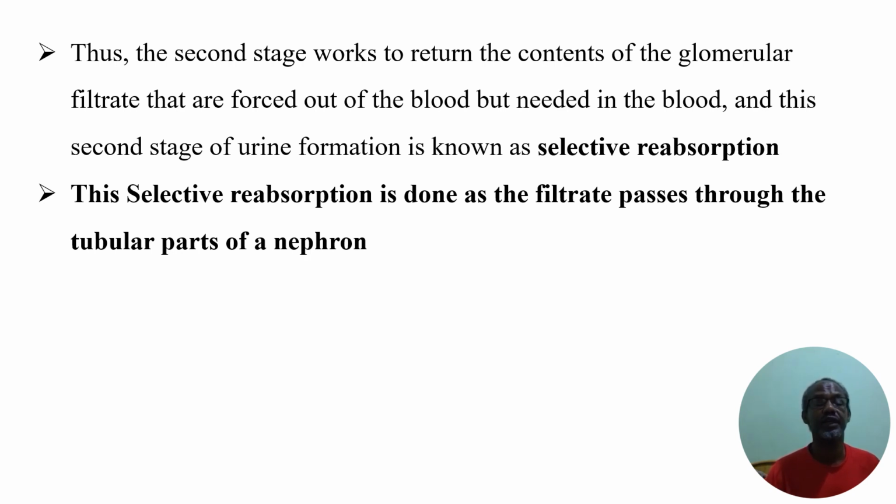You see, therefore, the second stage is selective reabsorption. This selective reabsorption is done as the filtrate, which filtrate? The GF, glomerular filtrate, passes through the tubular part of the nephron, as I have told you earlier, the sequence of the passage.